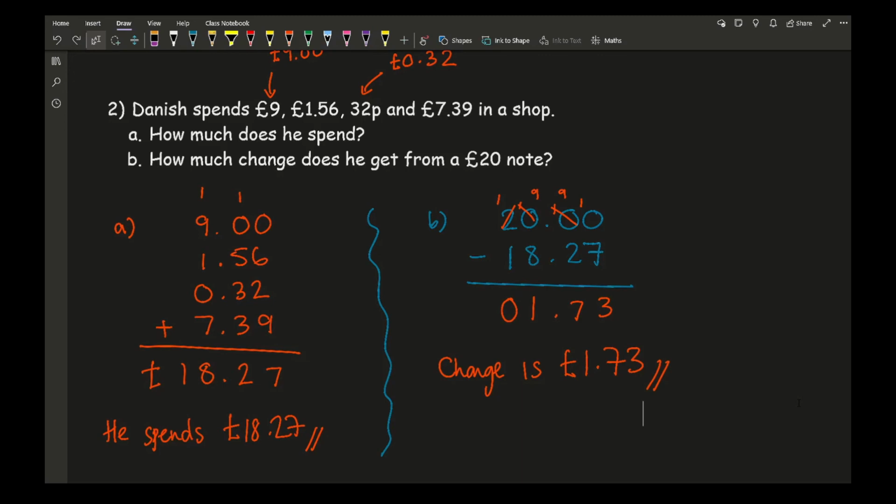When it comes to money questions, always try and make sure that you're writing numbers in pounds, which is always a good option. And if you've got a whole number of pounds, then make sure you write 0.00, because it just makes adding, subtracting with pence involved in the question that little bit easier.